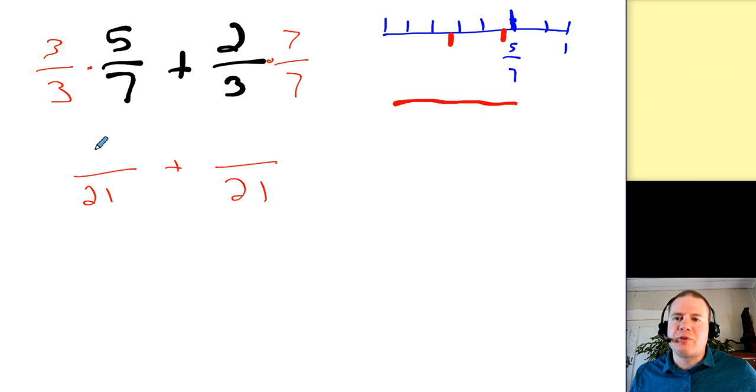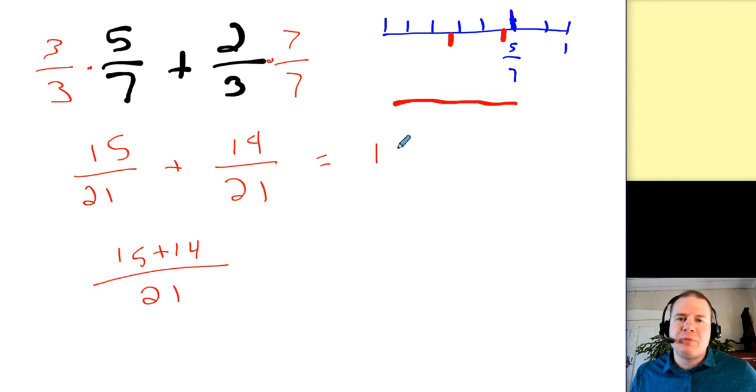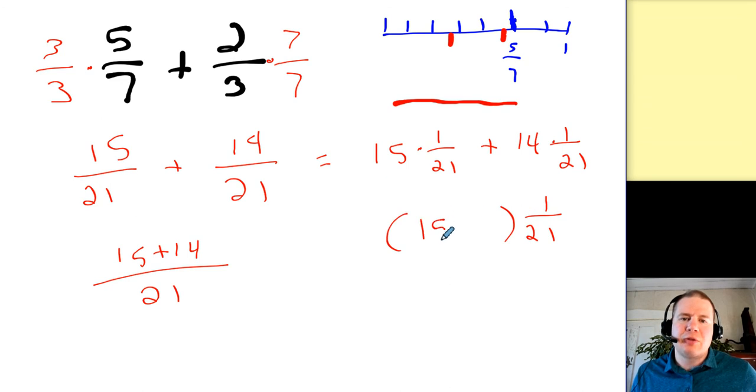5 times 3 is 15. 2 times 7 is 14. 15 plus 14 can now be done because I have 21sts as my units. It's the same factoring that we did for combining like terms. Right? 15 21sts, 15 times this. 14 21sts, 14 times this. That 1 21st can be factored out. That's what we're doing here.